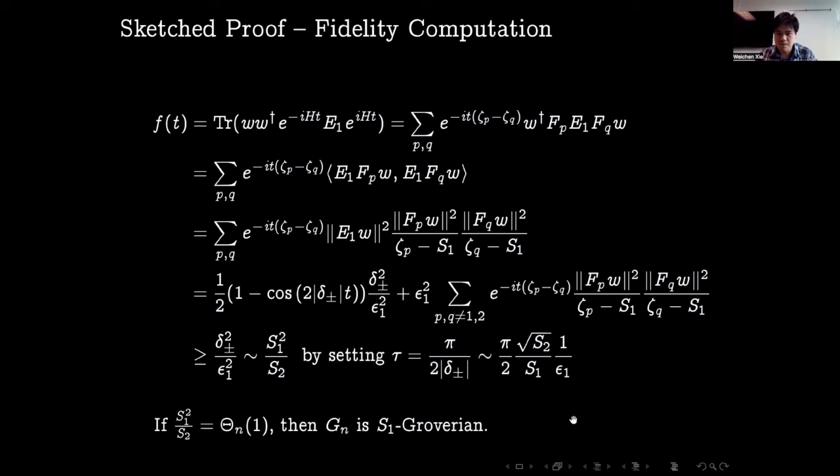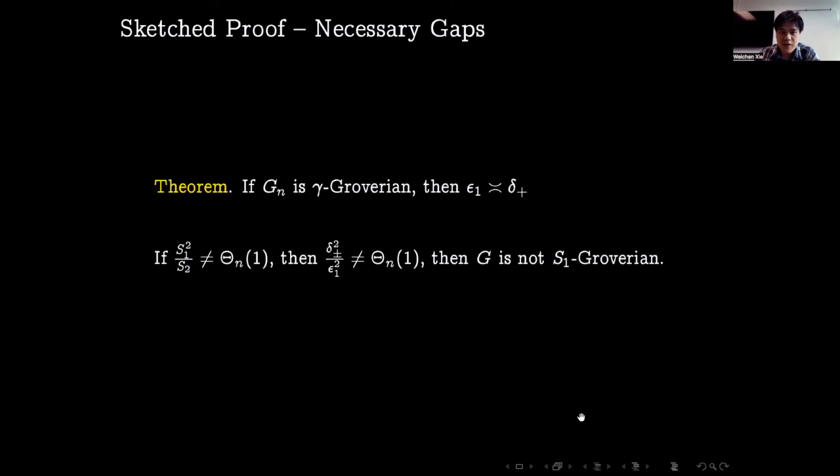And this is the sufficient part. And for the necessary part, we have to use another theorem. If G is gamma covariant, then the shadow and the gaps must be asymptotically of the same order. If this theorem is true, then it's easy to prove our main assumption, because if S1 over S2 is not a constant, then delta square over epsilon square is not a constant. Then either delta will be much bigger than epsilon or delta will be much smaller than epsilon. In either case, they will not have the same order, so Gn cannot be S1 covariant. And that proves the necessary part of the statement.